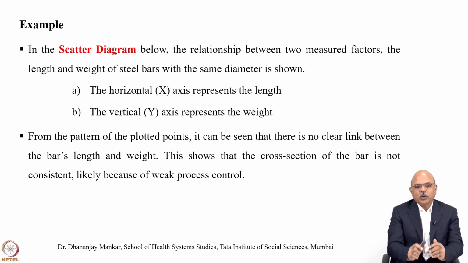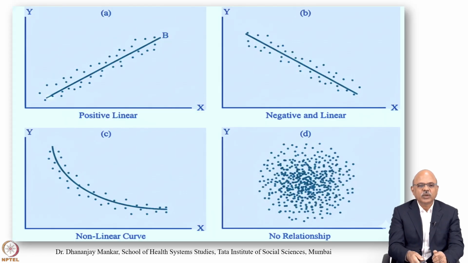From the pattern of the plotted points, it can be seen that there is no clear link between the bar's length and the weight. So this shows that the cross section of the bar is not consistent, likely because of weak process control, which is very much understood with the help of the scatter diagram. You can see over here positive linear, negative linear, non-linear curve and no relationship, which will explain how the scatter diagram helps.